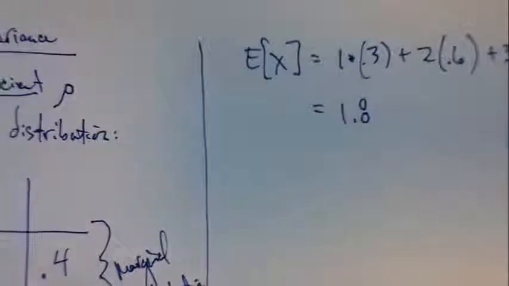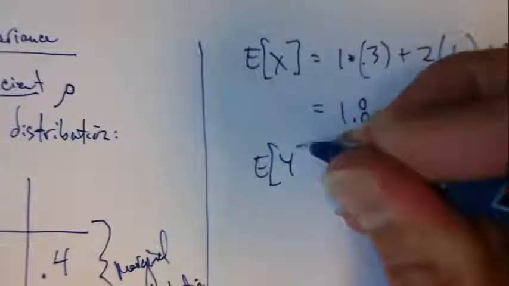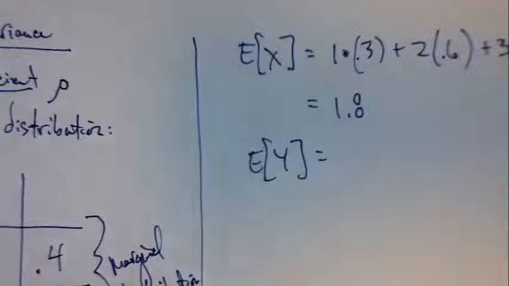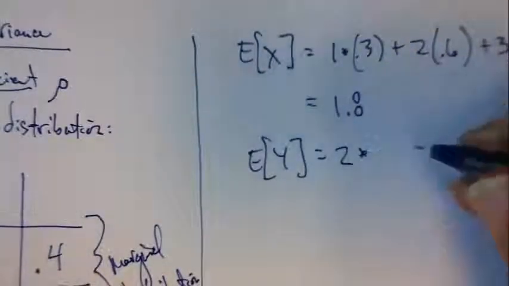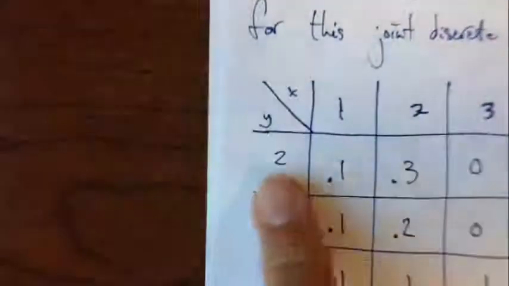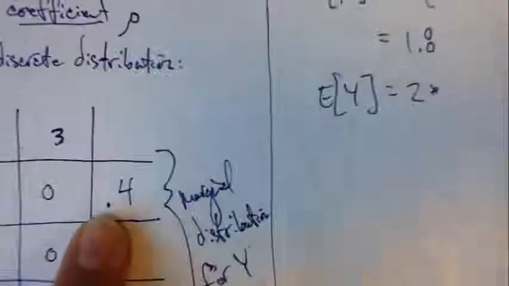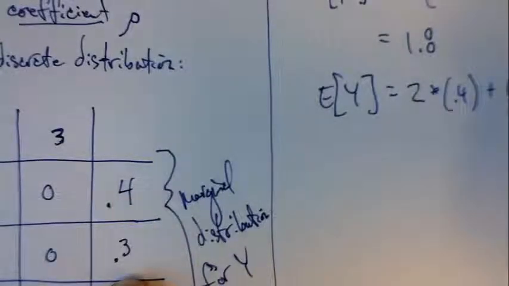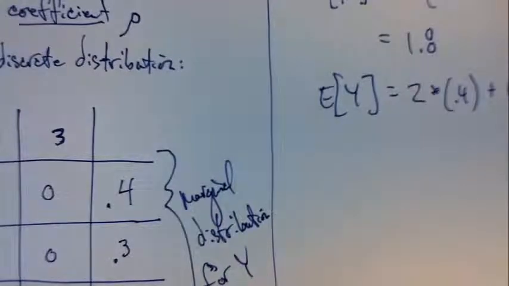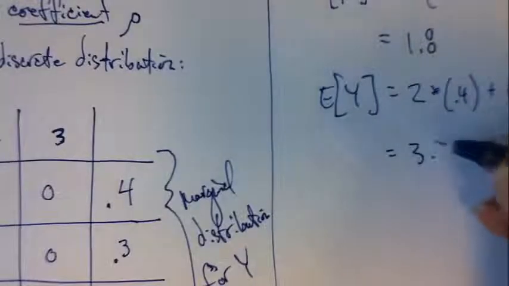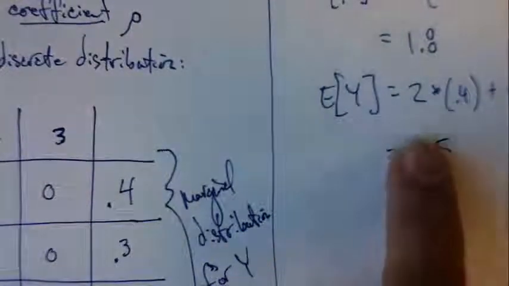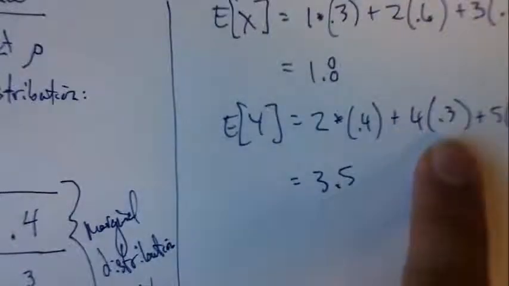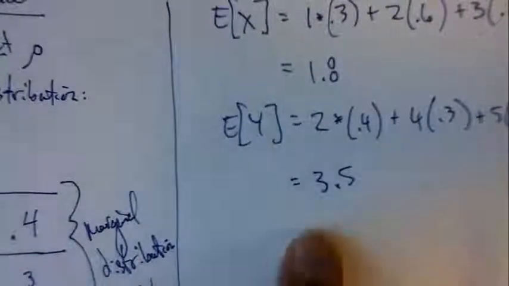Good. What is the expected value of y? Oh, I'm glad you asked. It's 2 times 0.4, right? Y is 2 with probability 0.4. Or it can be 4 with probability 0.3. Or it can be 5 with probability 0.3. I think this comes out to be 3.5. See, this is 0.8. This is, let's see, give you 2, 3.5. Yeah, okay.